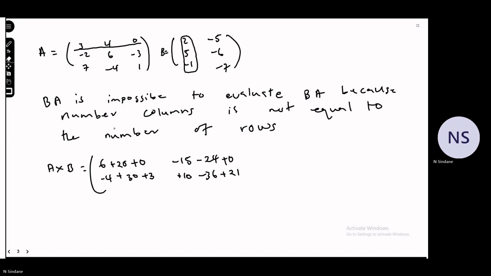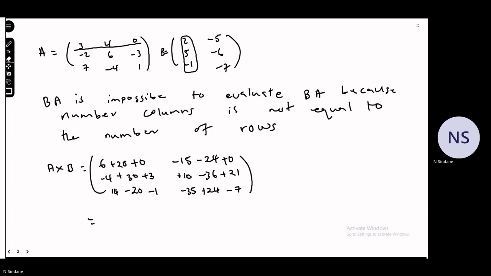Right? Then 7 multiplied by 2 is 14. Negative 4 multiplied by 5 is negative 20. Then 1 multiplied by negative 1 is negative 1. And then 7 multiplied by negative 5 is negative 35. Okay. And then negative 4 multiplied by negative 6 is positive 24, I mean, negative of negative. And then 1 multiplied by negative 7 is negative 7.